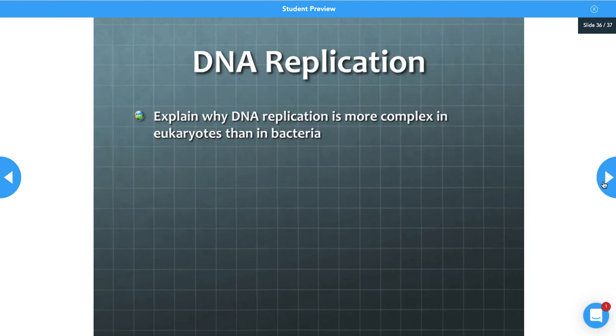So then you should be able to explain why DNA replication is more complex in eukaryotes than in bacteria, and you should be able to draw the DNA replication picture. If you guys have any questions, please let me know. I know this is kind of short and sweet, but I'm just giving you a quick little rundown of what we talked about, and I hope this helps.